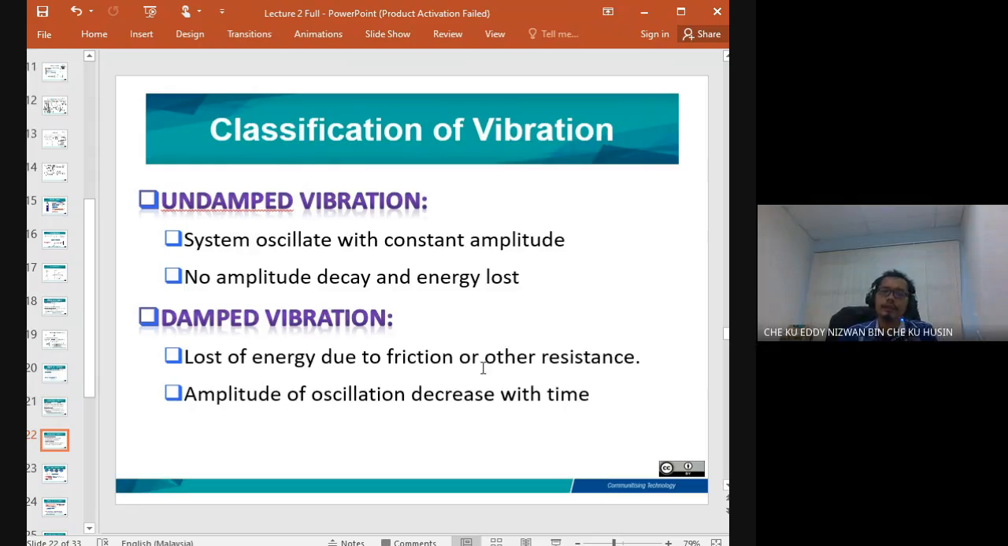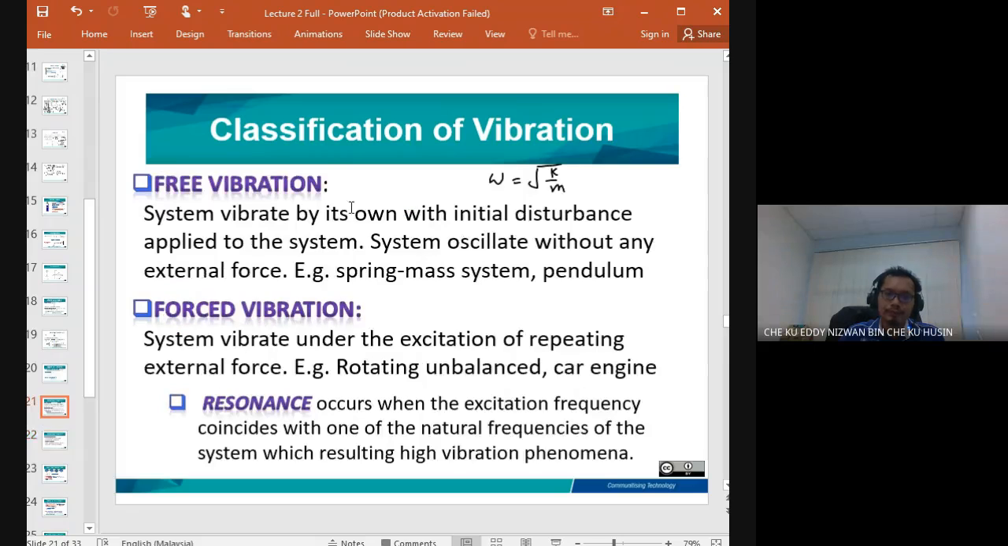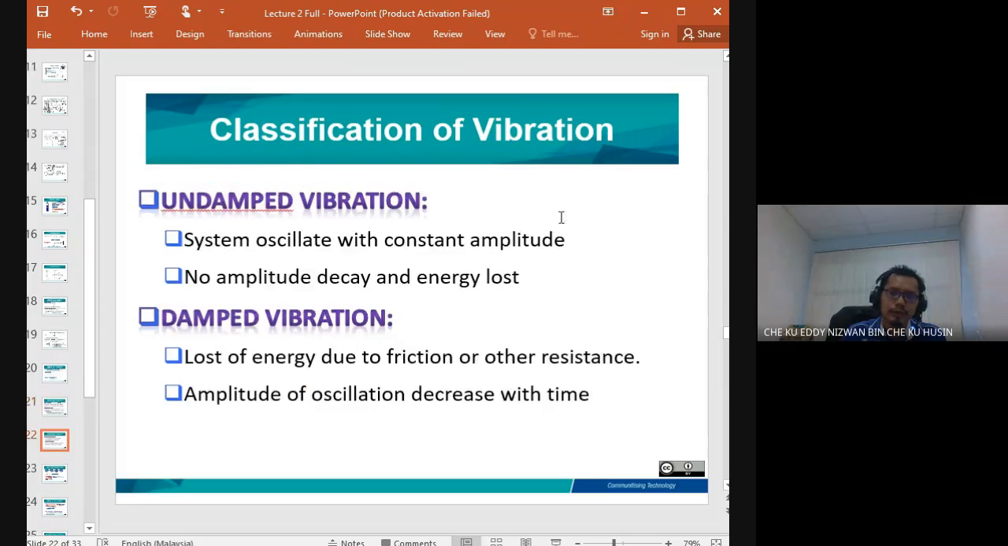So that's the classification. Basically in this subject there are two parts, CO1 and CO2. CO1 covers one degree of freedom. So there are four clusters of vibration, so you have to identify which kind of vibration you face, especially to answer the question. It's damped, undamped, free, or forced. Once you identify that, then you can go for the solution.